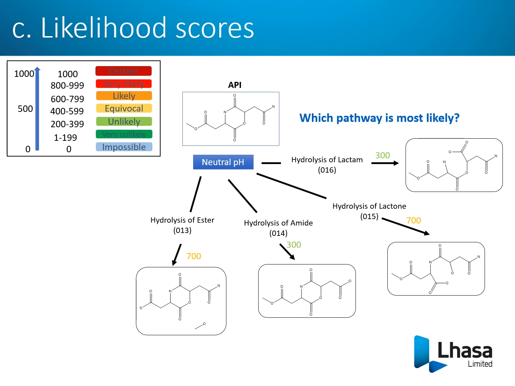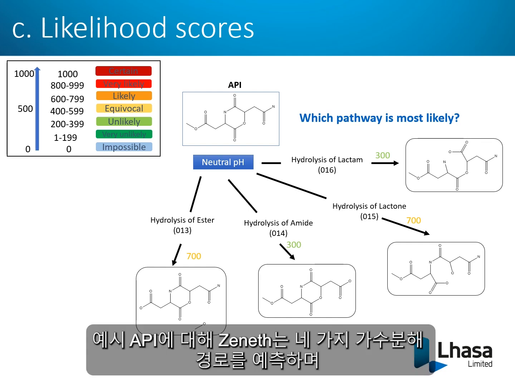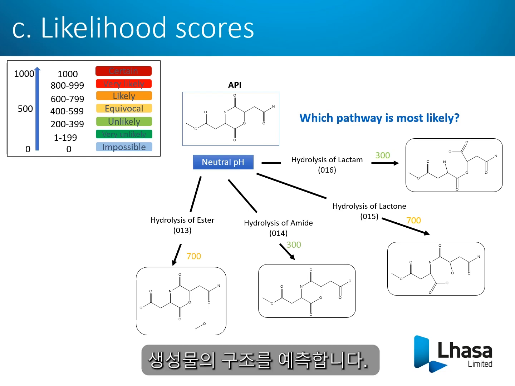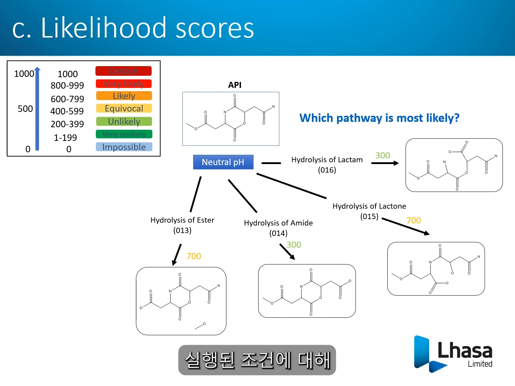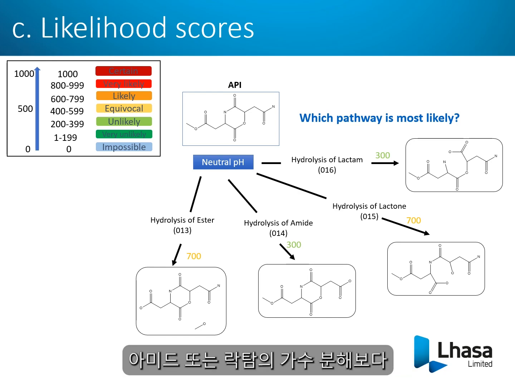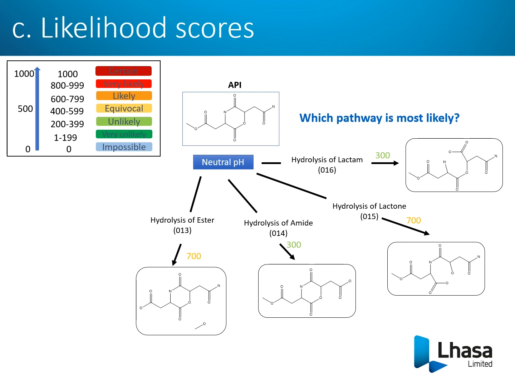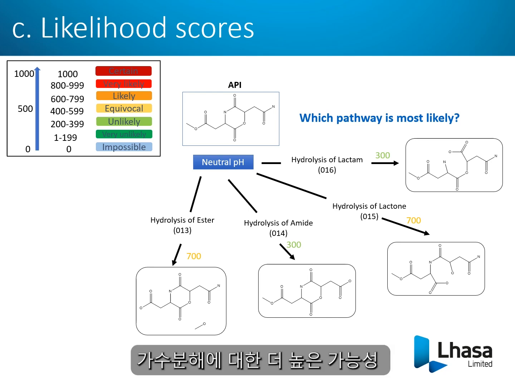For the example API shown, 4 hydrolysis pathways would be predicted by Zeneth, as well as a prediction of the structure for each degradant resulting from these hydrolysis pathways. An associated likelihood score of each of these pathways occurring is also calculated for the conditions ran. Because hydrolysis of an ester or a lactone is more likely to happen than the hydrolysis of an amide or a lactam in general, this has been reflected by the higher likelihood score predictions for the ester or lactone hydrolysis.